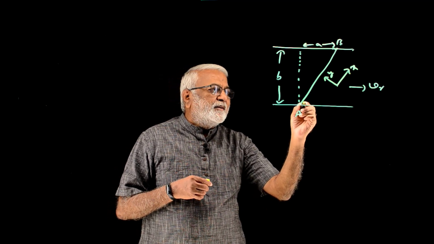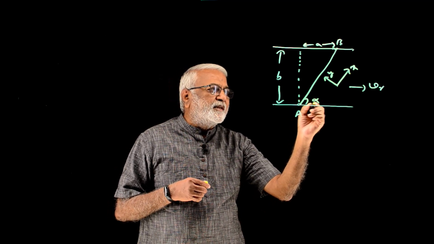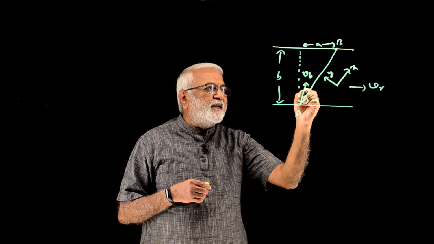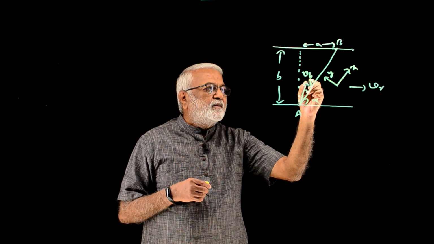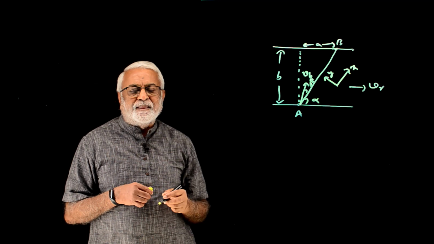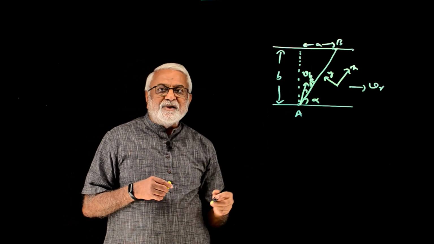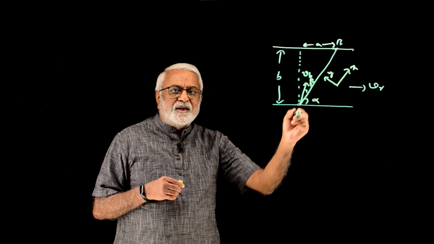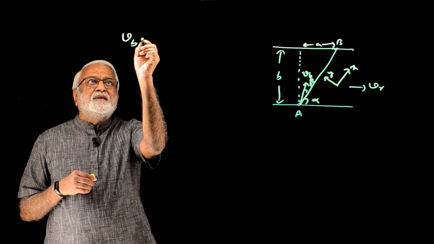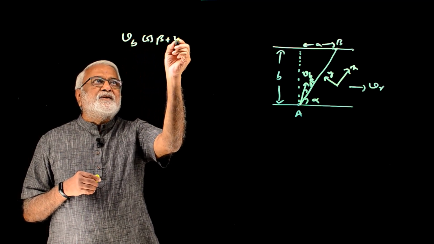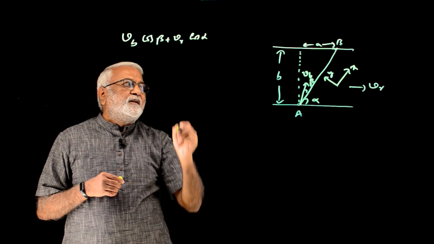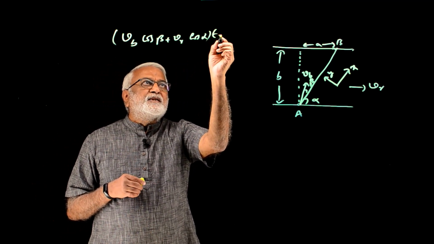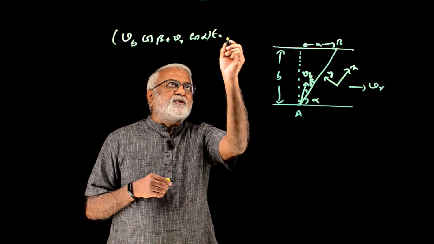Let the angle made by the line AB with the banks be alpha, and let the velocity of the boat VB make an angle beta with the line AB. So with our x-axis along the line AB, the equation for that will be VB cos beta plus VR cos alpha, into T, equals the length of AB, that will be root of A squared plus B squared.